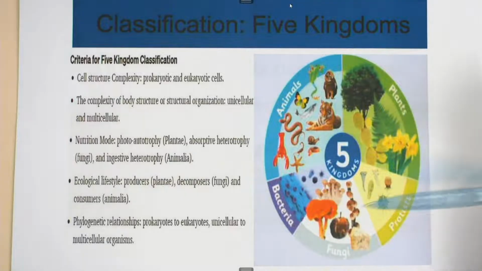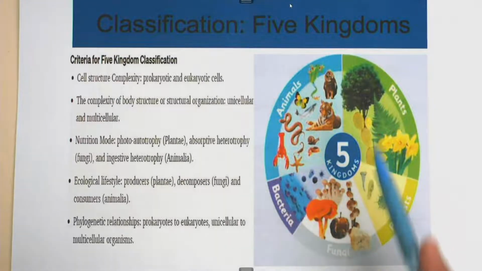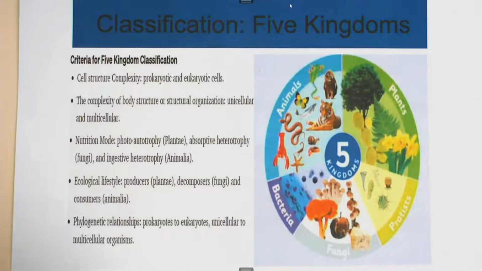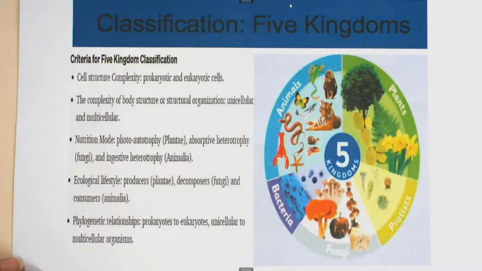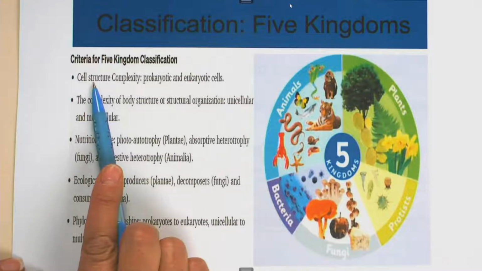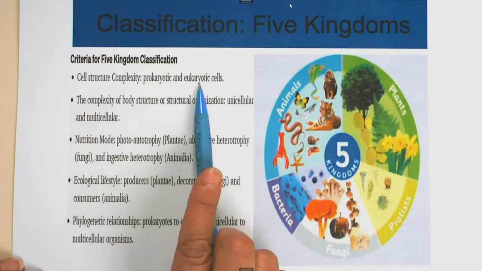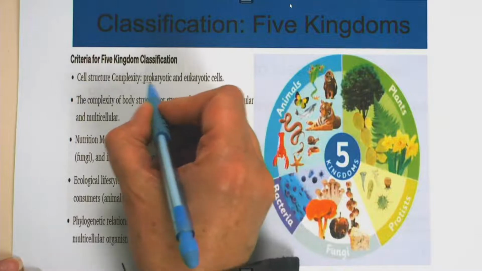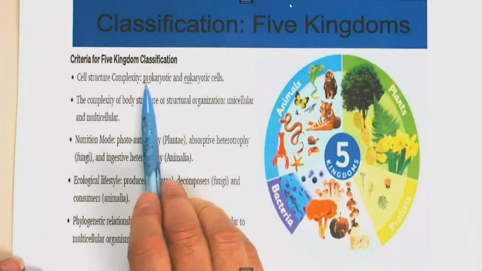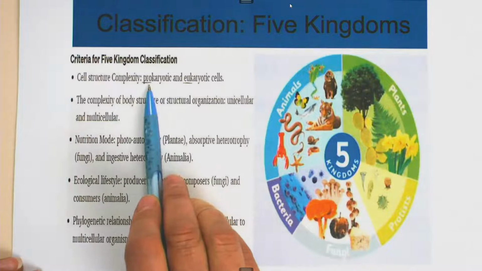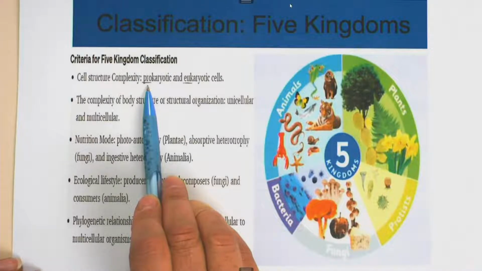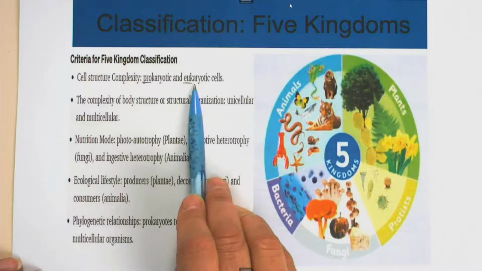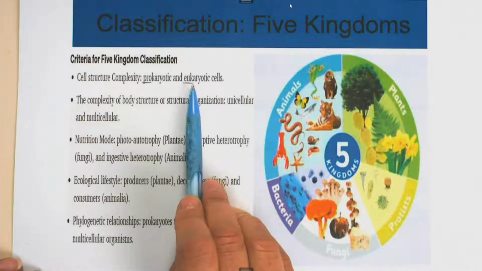So way back, people decided to put these organisms in these different groups according to certain criteria. They looked at the cell structure, prokaryotic and eukaryotic. I will explain that now as well. Prokaryotic means before there's a nucleus, so these cells do not have a nucleus. Eukaryotic cells, meaning true nucleus, these cells have nuclei, okay?